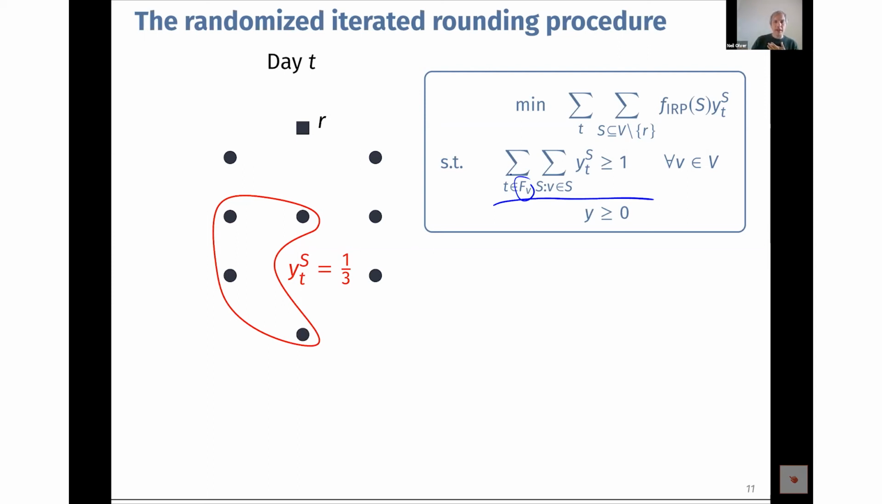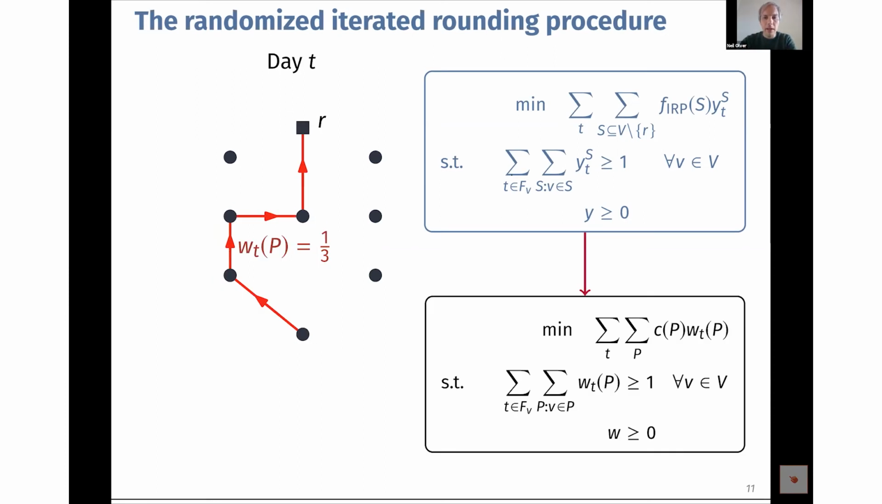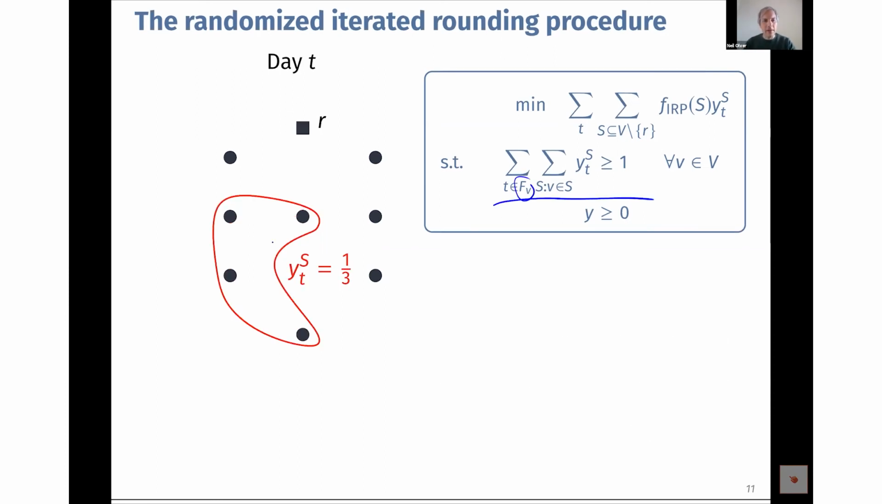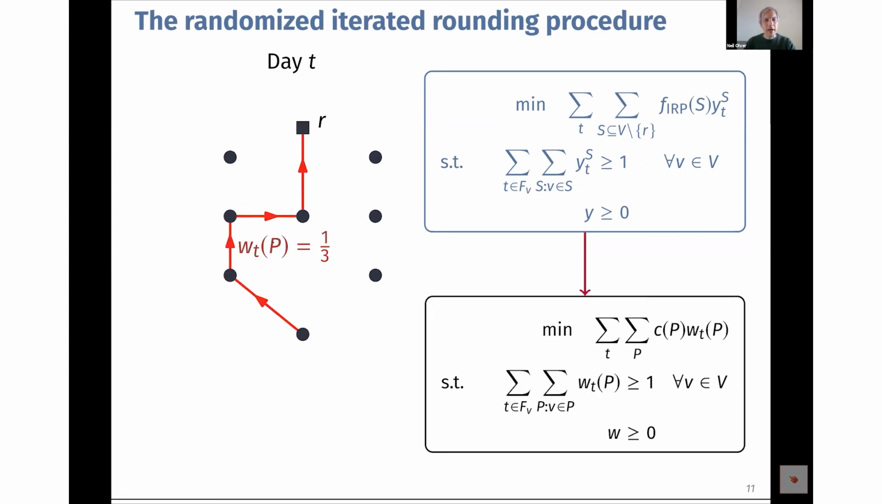I'm going to slightly reformulate this. If I look at a set S, I'm going to imagine replacing it by a path that goes through all of the nodes in that set S and reaches the root. Again, we don't care about constant factors, so one can choose such a path which has approximately the correct cost. Now we have a fractional collection of paths, again with a nice coverage property. So that's our starting point.